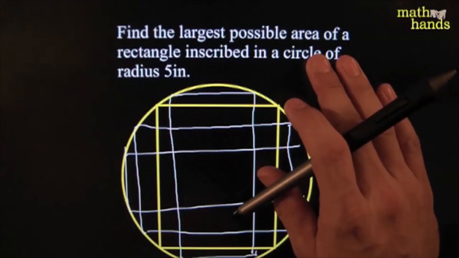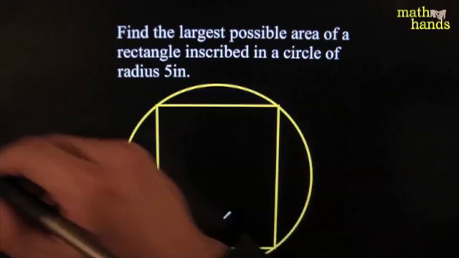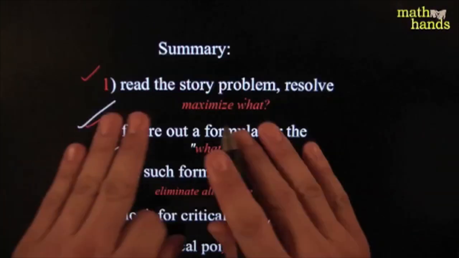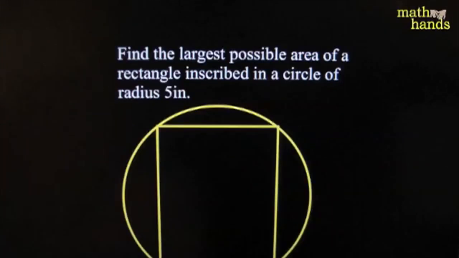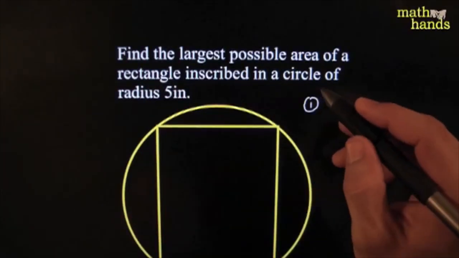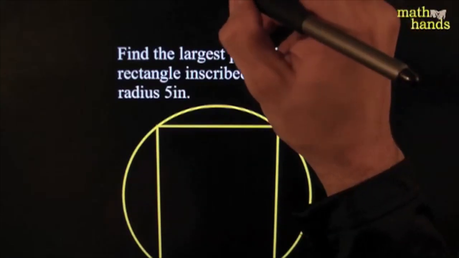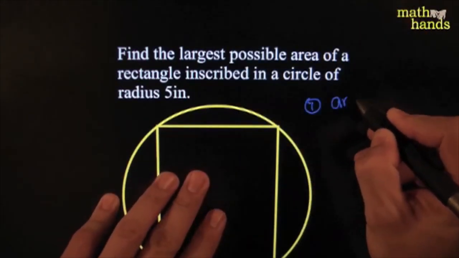Okay? It might seem daunting, but if you follow our little recipe here, it's actually pretty doable. We read the problem and read the problem until we figure out what we are trying to optimize. So find the largest possible area. So first step, optimize what? Area. First step, area. I'm after area.